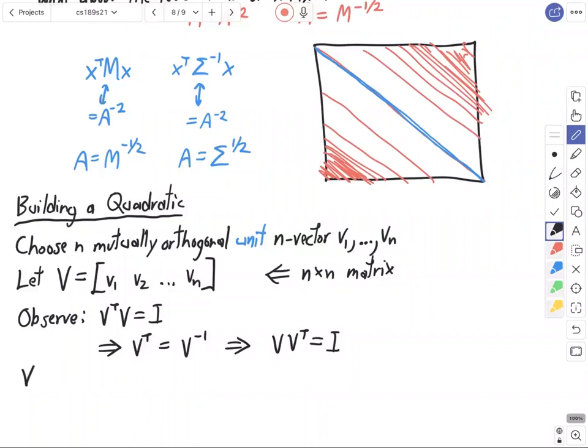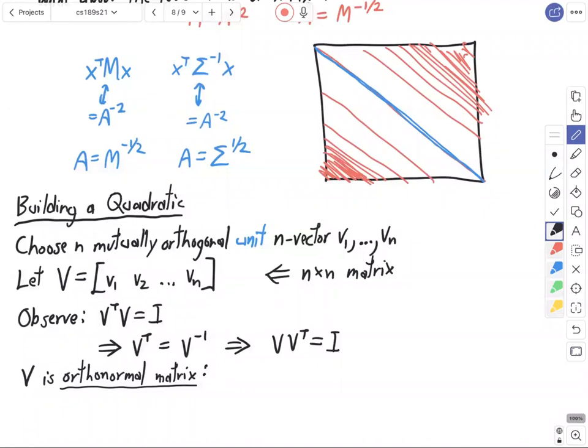Now, any matrix V that is constructed this way is called an orthonormal matrix. Also sometimes called an orthogonal matrix. I like the term orthonormal because it really stresses that these are unit vectors, but orthonormal or orthogonal implies that all the vectors are mutually orthogonal to each other, and so are the rows for that matter, it turns out.